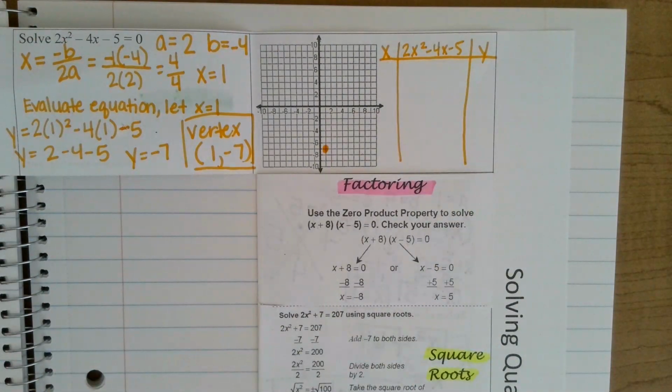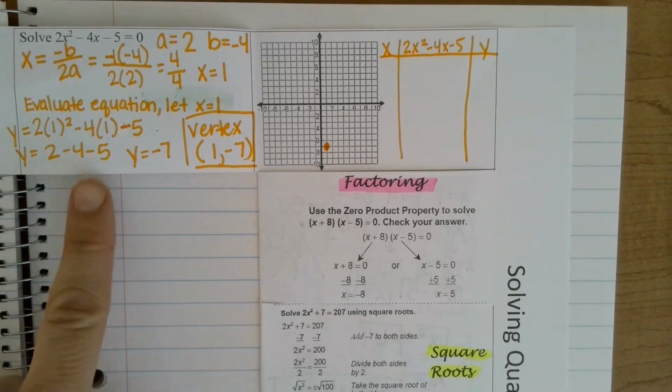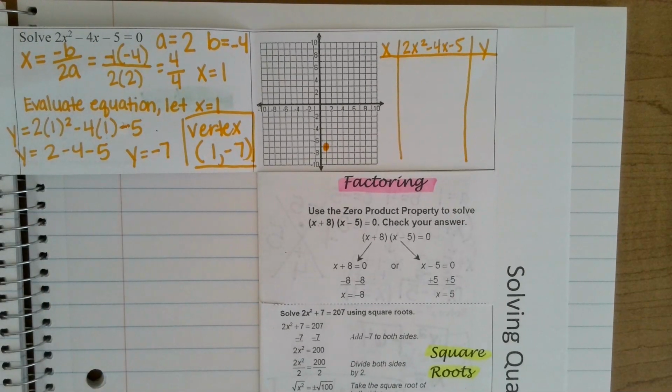So another method is you could just plug in x values, solve the equation like we did over here, evaluate it, and then you can find your y values. So this is another method if for some reason you can't factor or you forget how to factor.